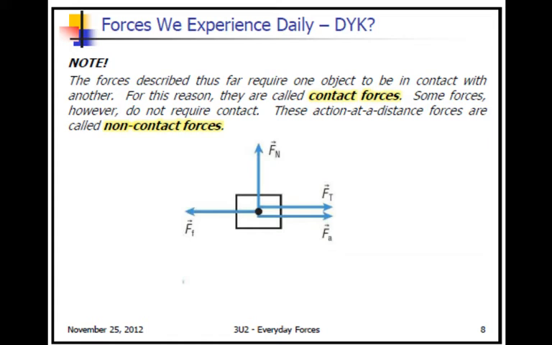So those are contact forces, and contact forces are forces that occur because something's in direct contact with it. The normal force and the friction force occur because there's contact with the floor. The applied force is occurring because a child is pushing. The tension force is occurring because it's attached to a rope that's being pulled.